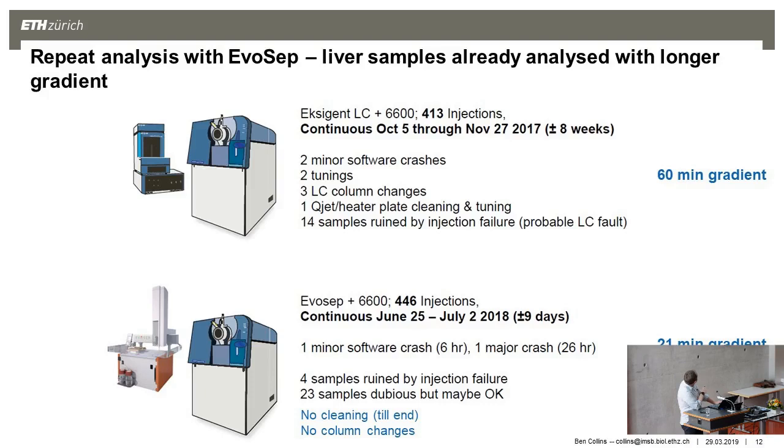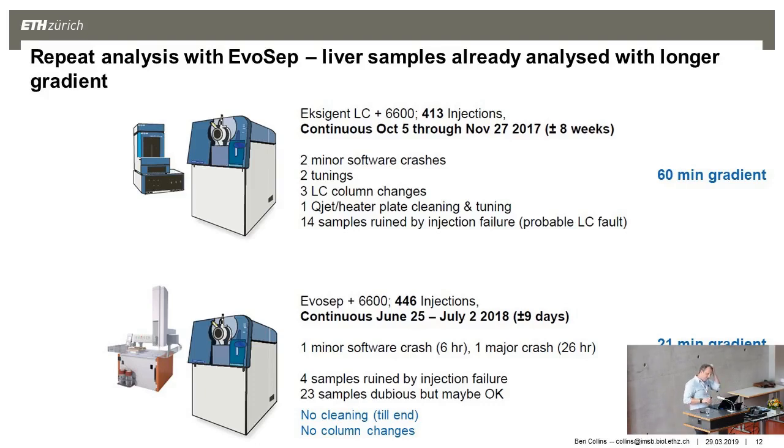And essentially, we didn't actually clean the machine until the end. These are liver samples, so they're not the cleanest samples necessarily in the world. But we were able to get all 400 samples through without having to clean the instrument. We didn't have to do any LC column changes. So this is already a good start in our view.